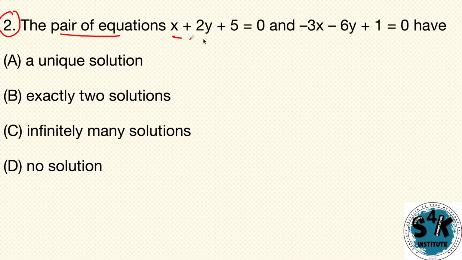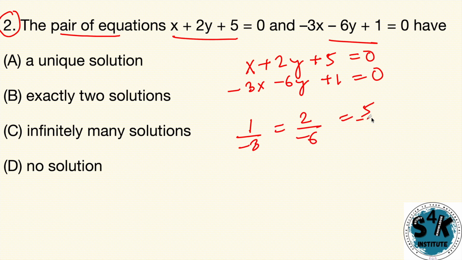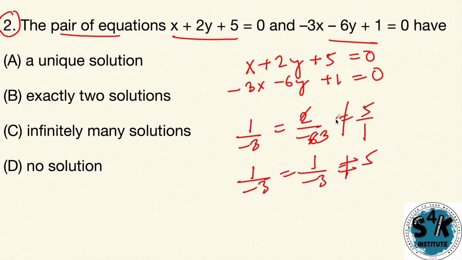The pair of equations: x plus 2y plus 5 is equal to 0, and minus 3x minus 6y plus 1 is equal to 0. Take the ratio: 1 over minus 3 is equal to 2 over minus 6, which is not equal to 5 over 1. So 1 over minus 3 equals 1 over minus 3, and that is not equal to 5.